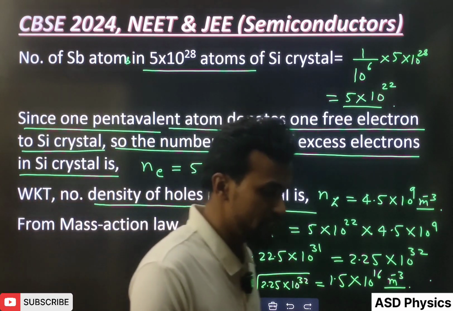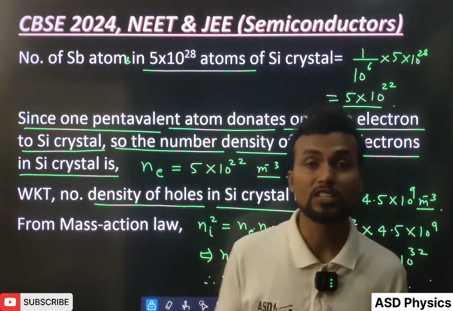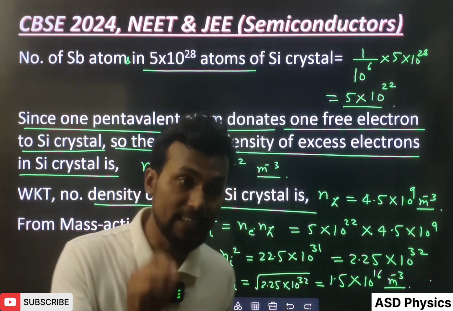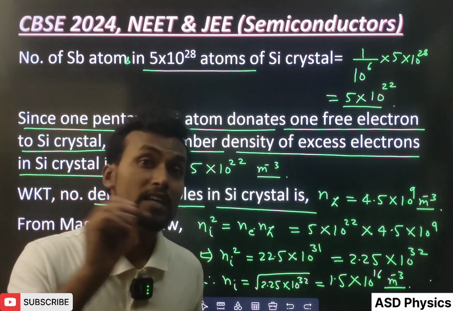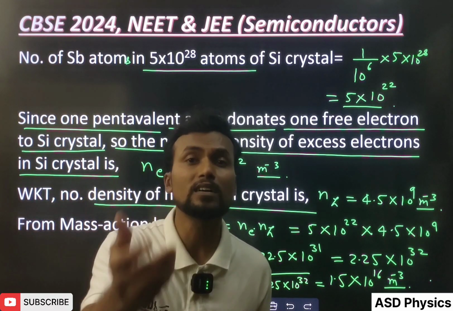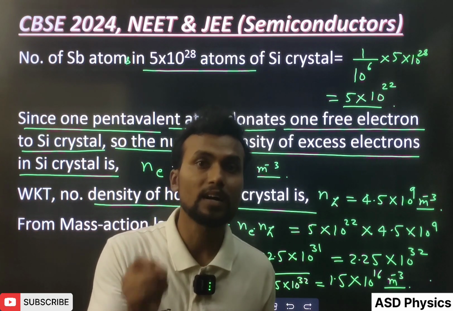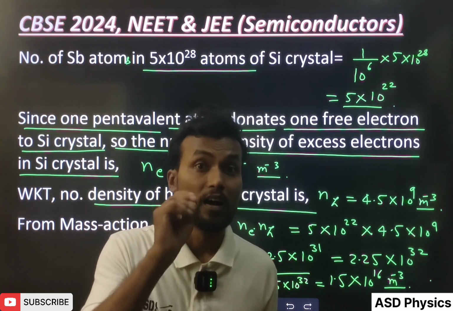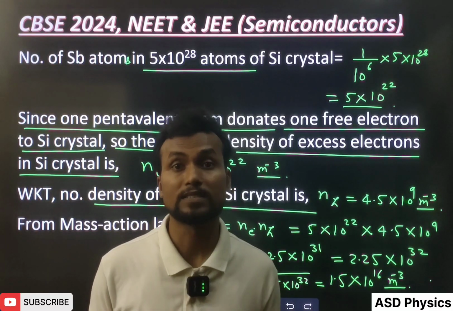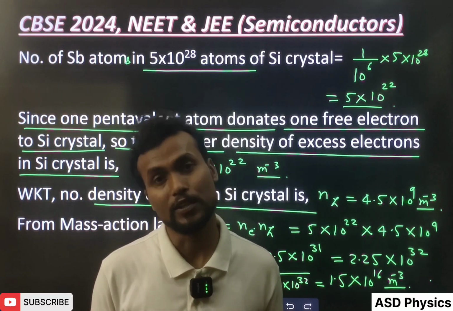So students, here we have learned that when a silicon crystal is doped with antimony, it becomes an n-type semiconductor. In an n-type semiconductor, holes are also there and free electrons are also there, but electrons are the majority carriers and holes are the minority carriers. Still, after doping, this n-type semiconductor is electrically neutral. Remember that.